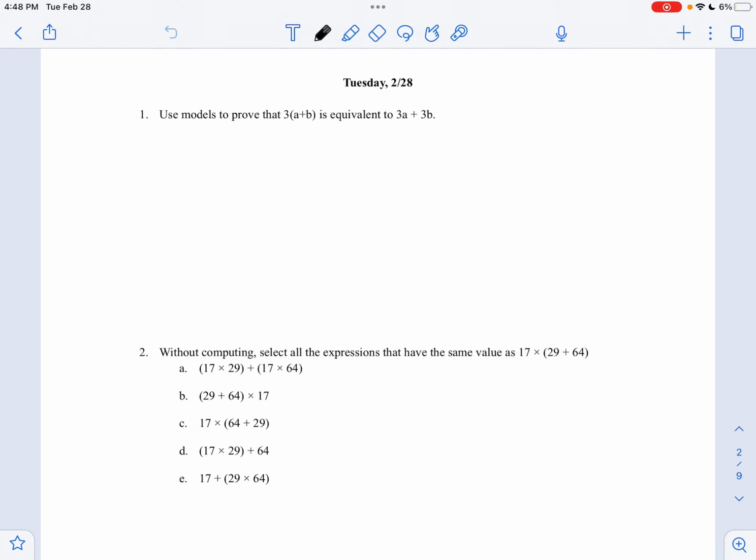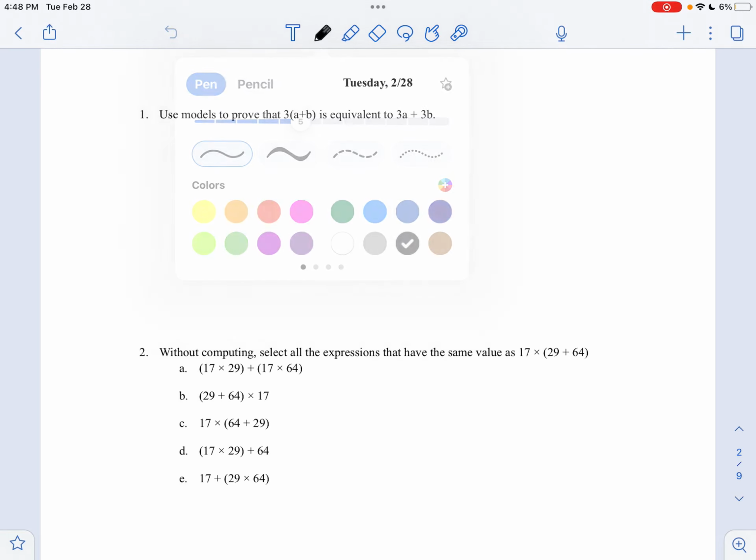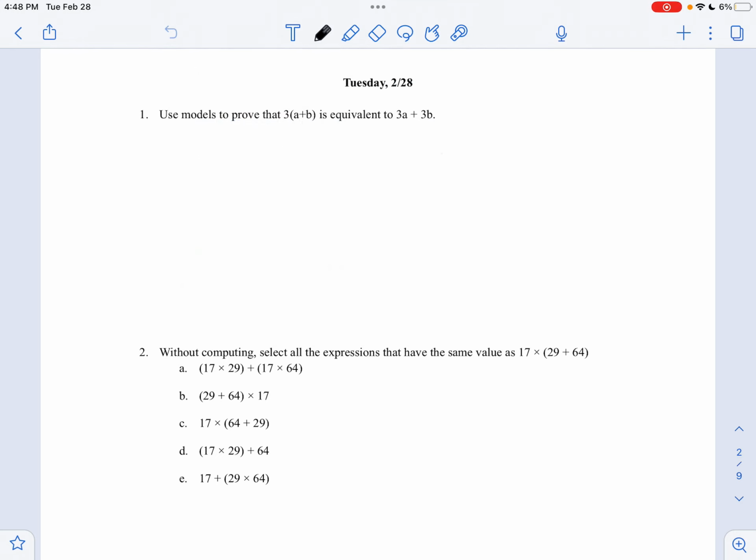In question 1, you're asked to use models to prove that 3 times (a plus b) is equivalent to 3a plus 3b. I'm not going to show you this exact example, but I want you to recall what we learned in class today.